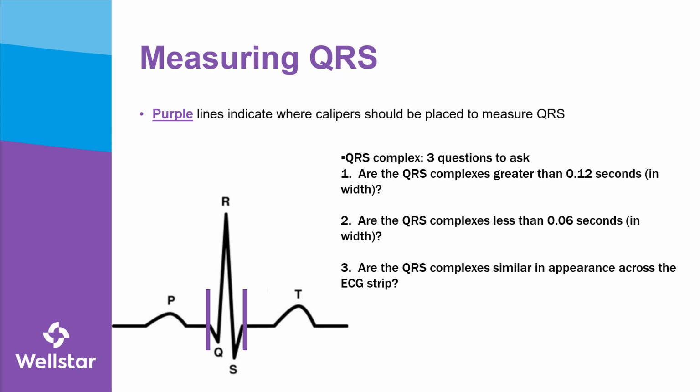And measuring the QRS, the purple lines on this graph indicate where the calipers should be placed to measure the QRS complex. There are three questions to ask. Are the QRS complexes greater than 0.12 seconds in width? Are the QRS complexes less than 0.06 seconds in width? And are the QRS complexes similar in appearance across the EKG strip? So again, you're going to measure consistency with those QRS complexes by either taking your calipers or measuring how many boxes and comparing it to the other complexes on that strip.